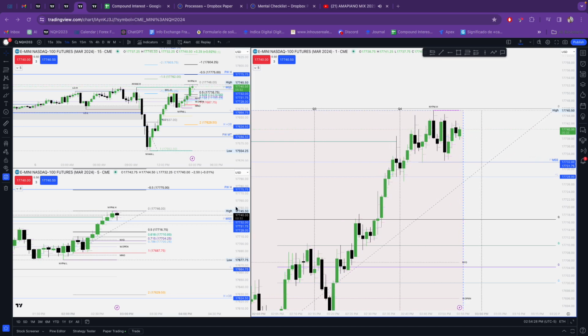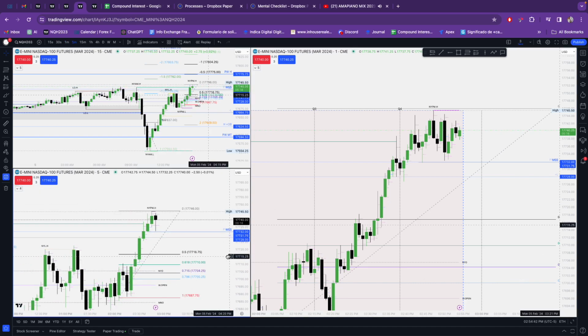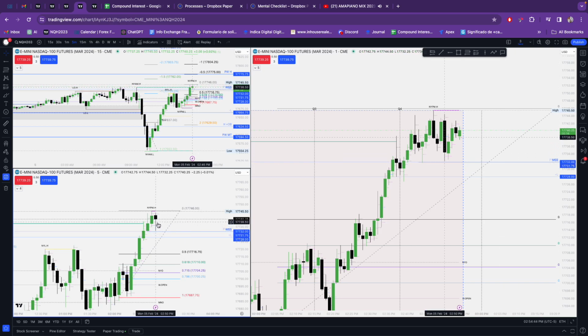Also looking for some, I have my little cheat sheet right here. When we enter draw on liquidity, what do I expect? Twin fair value gaps. I don't see any of that. We need a 5 minute chain of delivery. We don't have that as of right now. 17 seconds left.